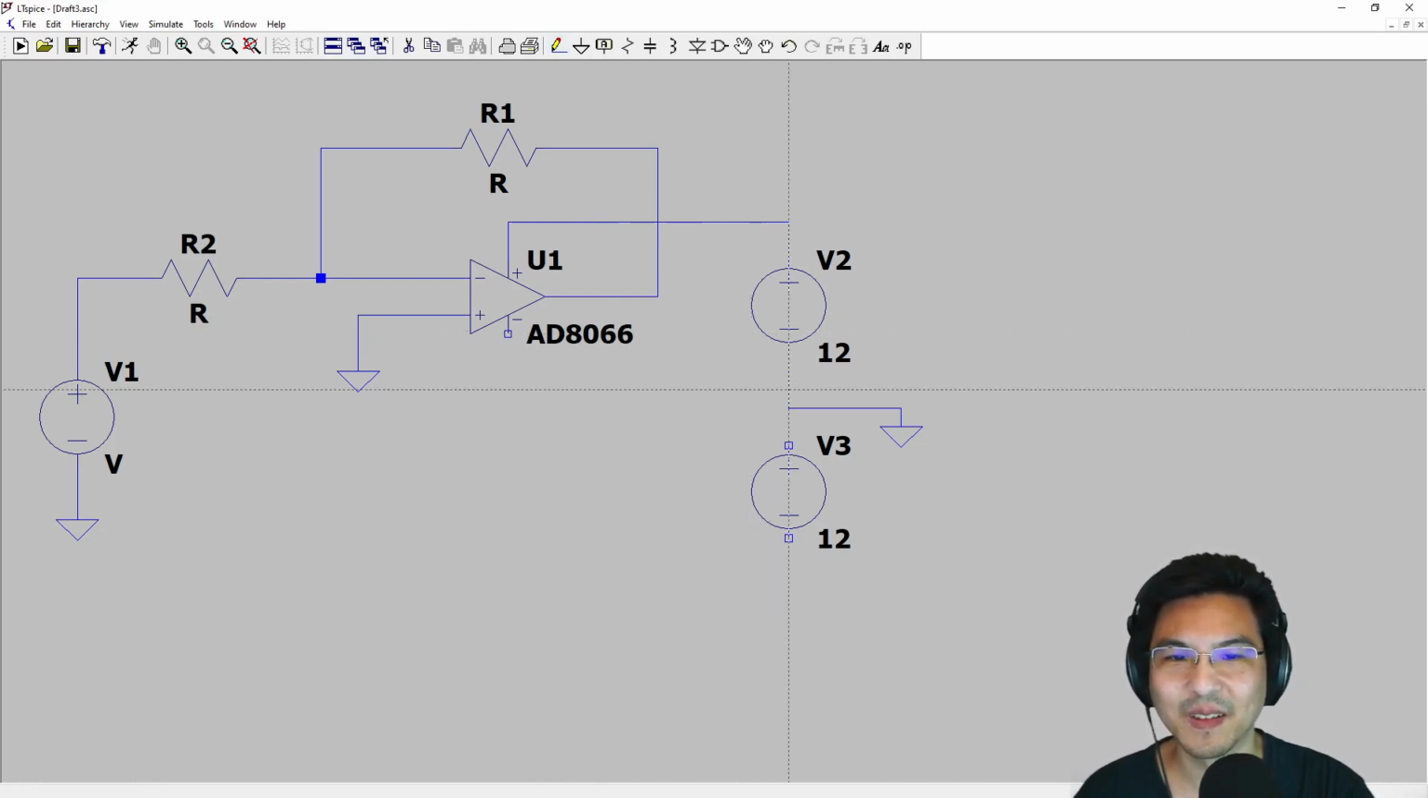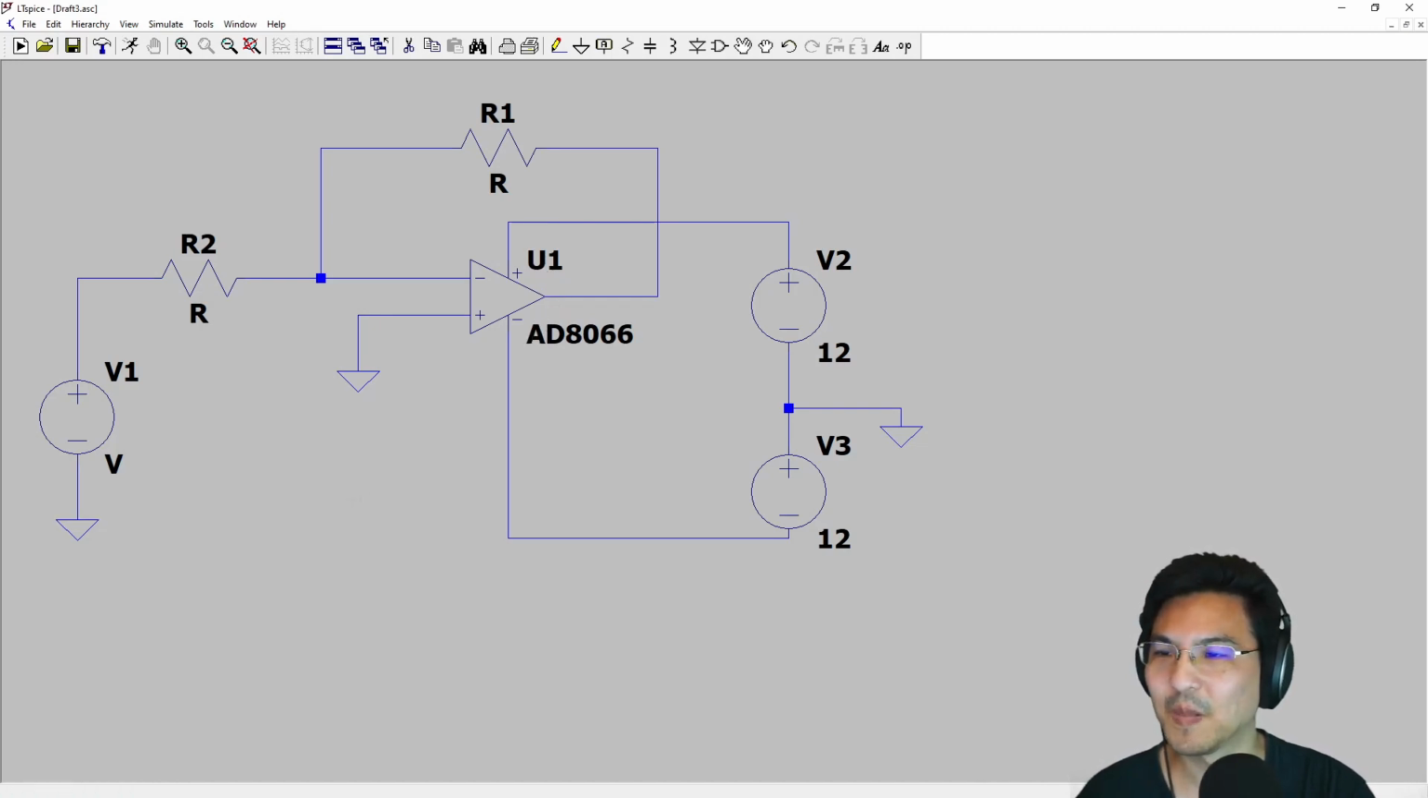Now, check this out. If I wire the ground here, up here is 0 volts, and down here is 12 volts lower than 0 volts. So it's actually negative 12 right here. I can take this negative 12 and wire it to the negative supply pin right here. So we have positive 12 up here, negative 12 over here.